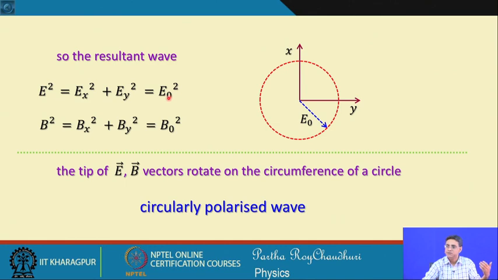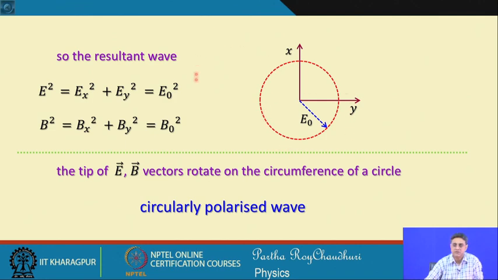And the same thing we have seen in the case of rotating magnetic field and many other occasions. E x square plus E y square equal to E 0 square will be represented by a circle where the radius of the circle is the amplitude of the resultant wave. For the case of magnetic field, it will be a circle of different magnitude B 0, because B 0 and E 0 are related by a factor of c, which is the velocity of the electromagnetic wave. So, they will describe a circle, and the superposition will give you that the tip of the electric field and the magnetic field vectors rotate on the circumference of a circle.